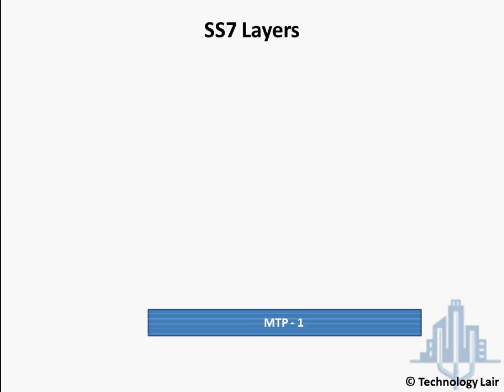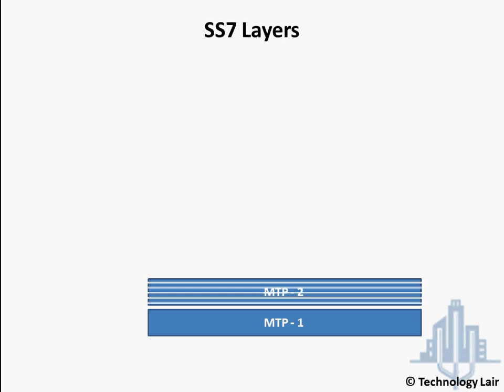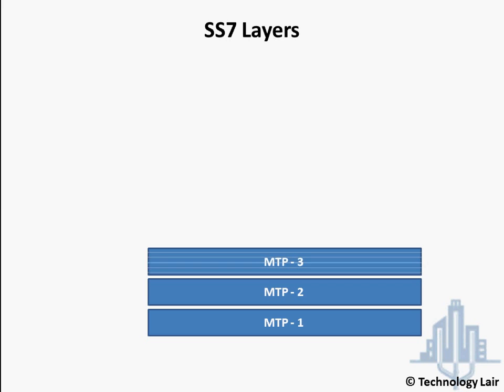The first layer of SS7 is the MTP1. It is the physical connectivity of the SS7 protocol stack. MTP2 deals with error correction and detection. It also deals with the message alignment. MTP3 deals with the signaling message handling and signaling network management functions. MTP1, MTP2 and MTP3 combinedly form the transport system of the SS7 protocol stack.